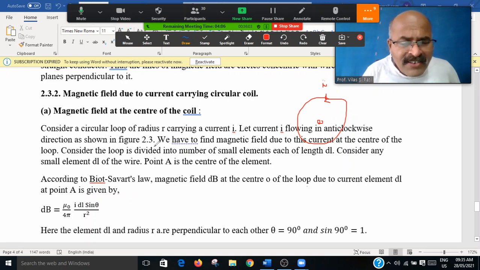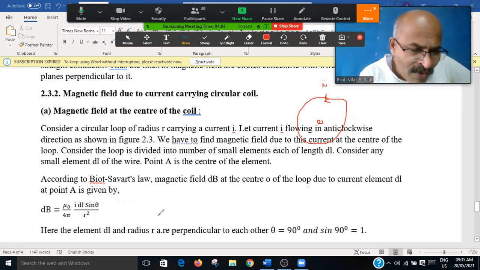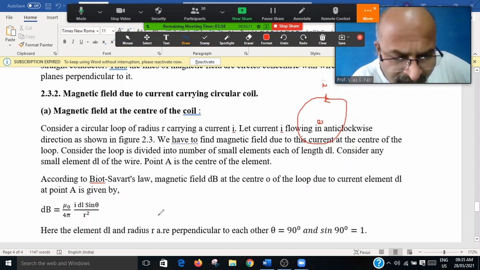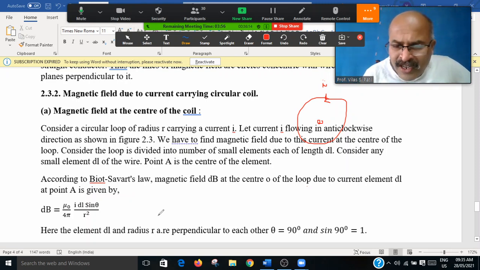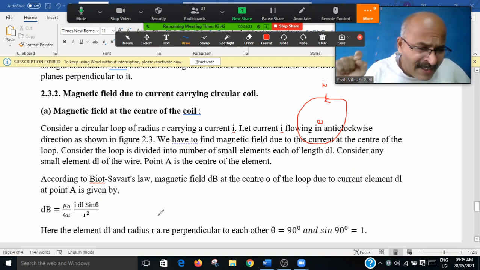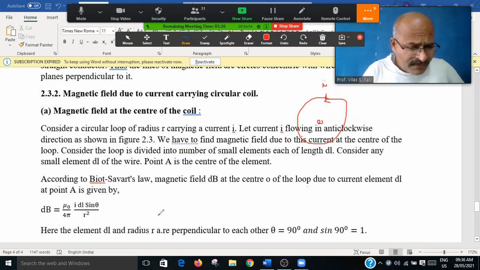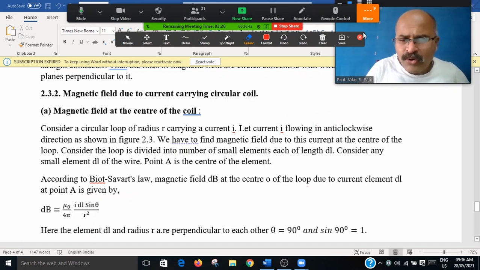Consider the circular loop of radius r carrying current I, and let I be flowing in anti-clockwise direction as shown in figure 2.3. We have to find the magnetic induction due to the current at the center of the loop. Consider the loop divided into a number of small elements, each element of length dl. Consider the small element dl, and the point A is the center of the element. Let's move ahead.